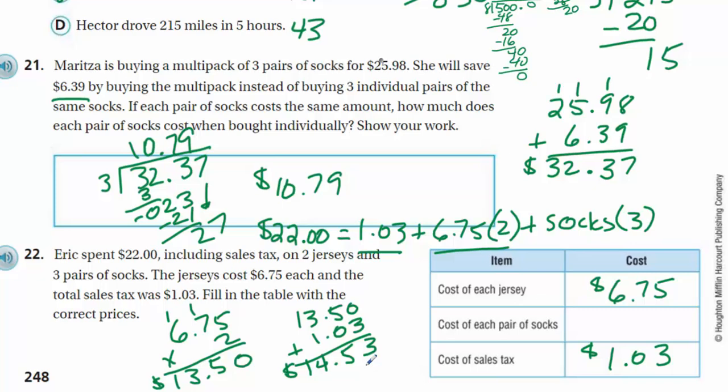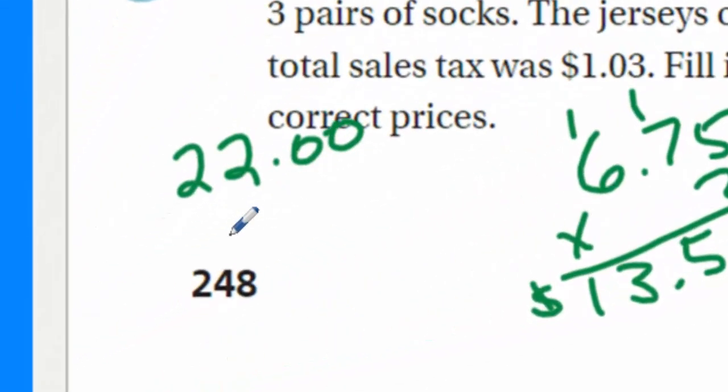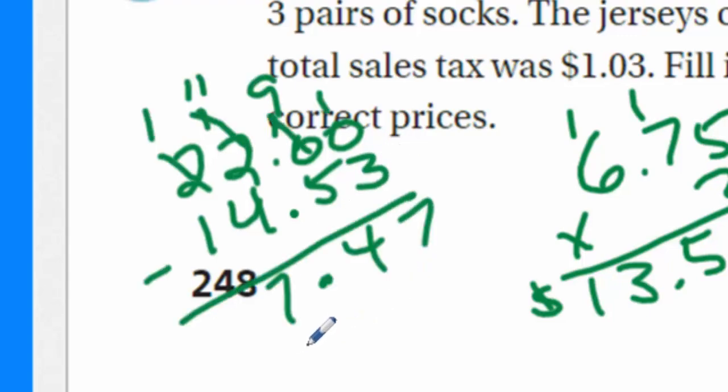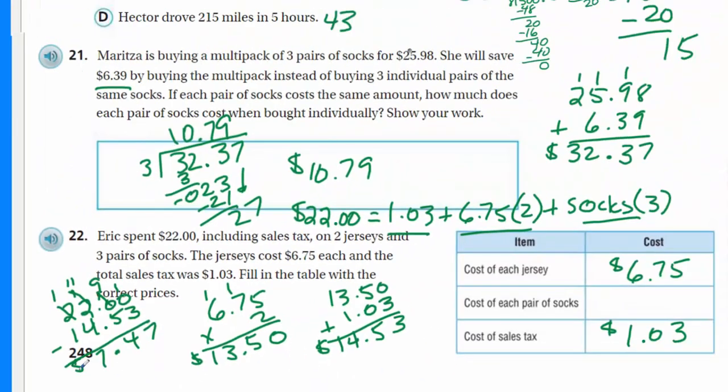That's $14.53. So what we can do now is say, well, if we subtract the $14.53 from $22, wouldn't that give us the cost of 3 pairs of socks? It would. Let's subtract $14.53. So we end up with $7.47. But remember that $7.47 is for 3 pairs of socks. Here's the cost of each pair. Oh, so I'm still not done.